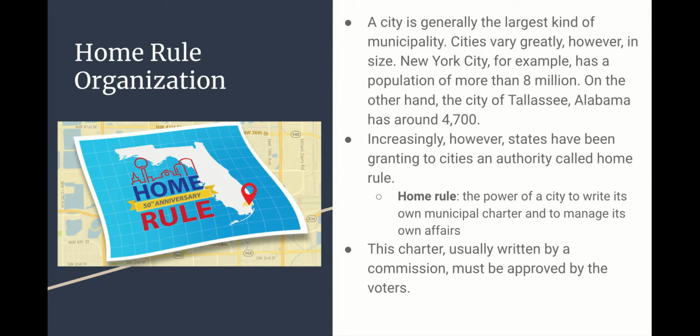So today we're going to talk about Section 3, City Government. So first we're going to talk about home rule organization.